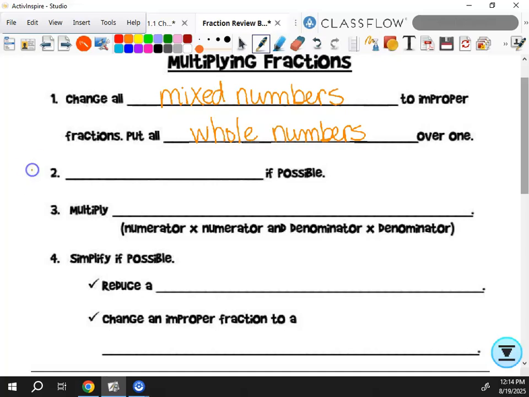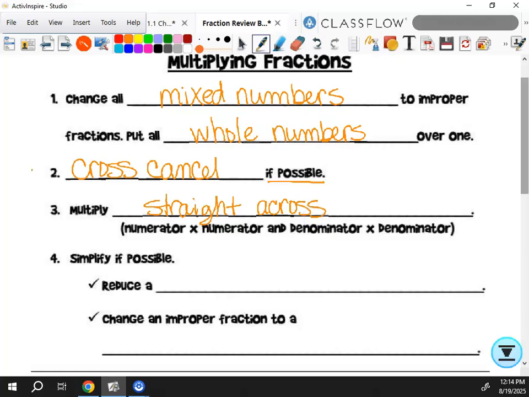Then this is the part that a lot of you skip or do incorrectly or think you're doing something else, right? It can be called a few different things, but we're going to call it cross canceling. So we're going to cross cancel if possible. Not always possible, and we can't make things up, right? Then multiplying is easy. We just multiply straight across. We do not need a common denominator.